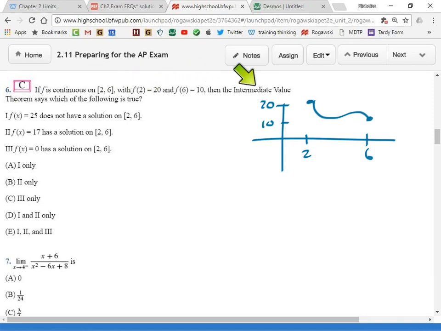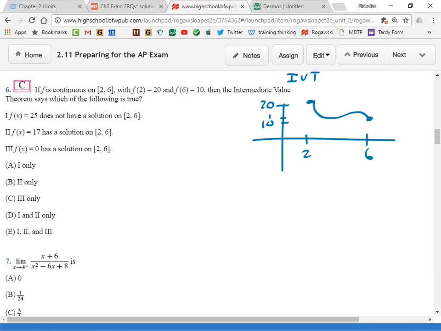It says, then the intermediate value theorem says, okay, that's IVT. Some of you guys remember it just by the initials. The intermediate value theorem says, which of the following is true. Now, before we read these, the intermediate value theorem says that between 2 and 6, we're going to hit, let's say, 16. You have to hit 16 at some point on that line. You can't not hit 16. You are also going to hit at some point 11.1.